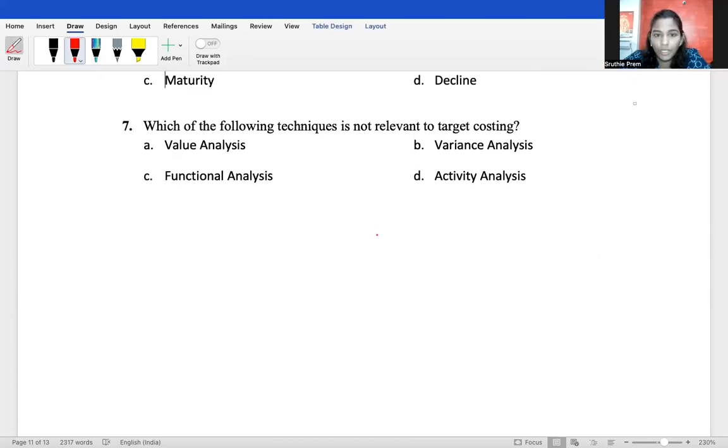Which of the following techniques is not relevant to target costing? A, value analysis. B, variance analysis. C, functional analysis. D, activity analysis. Variance analysis will not form part of target costing.